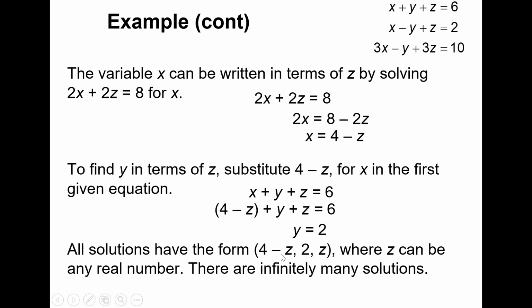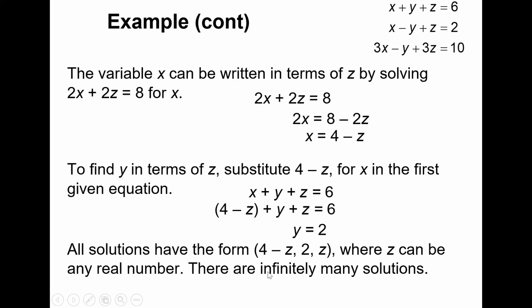And so this gives us the specific solutions. If we plug in z as 1, we get (3, 2, 1). If we plug in 4, we get 4 minus 4 is 0, so (0, 2, 4). So infinitely many solutions to this system, and there's multiple ways to write it.